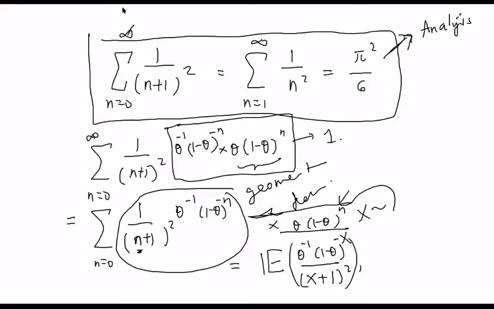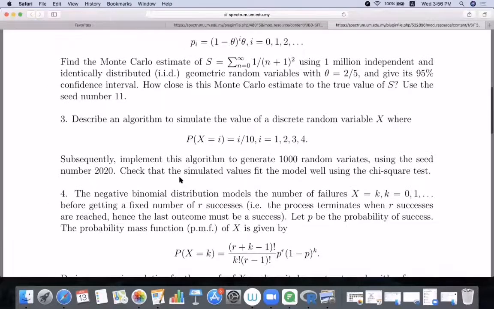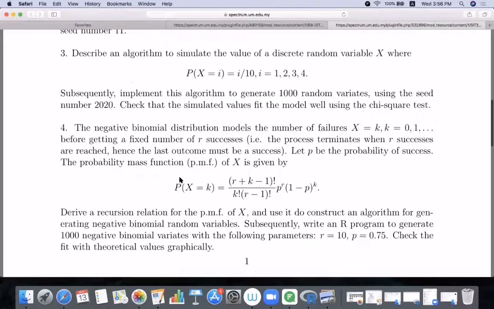Right, okay. So then I talk about, let's see the other questions. Right, so this is then describe an algorithm to simulate this value. So this is actually quite straightforward, all right? This is basically just 1/10, 2/10, 3/10, 4/10, right? Then after that, use the seed number. If you can do this, then you can do your assignment 2 question, right?